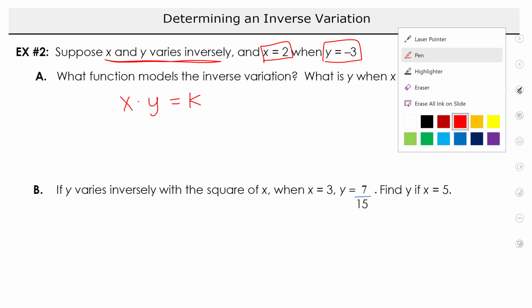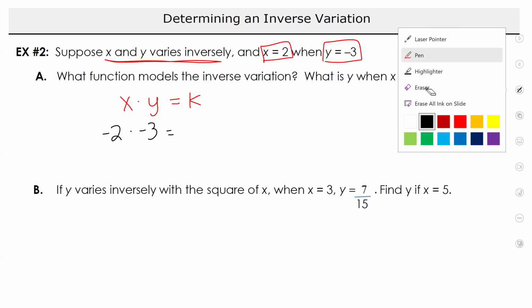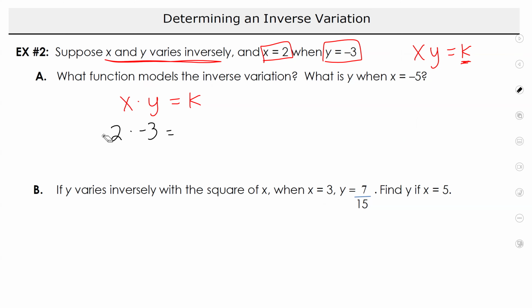So that's what I'm going to plug in. For x, I'm going to plug in negative 2. For y, I'm going to plug in negative 3. So guys, what is my k value? Negative 6. 2 times negative 3 is negative 6. Okay, so that's my equation. We found out what k was. So my equation is x times y will give you negative 6 every time.